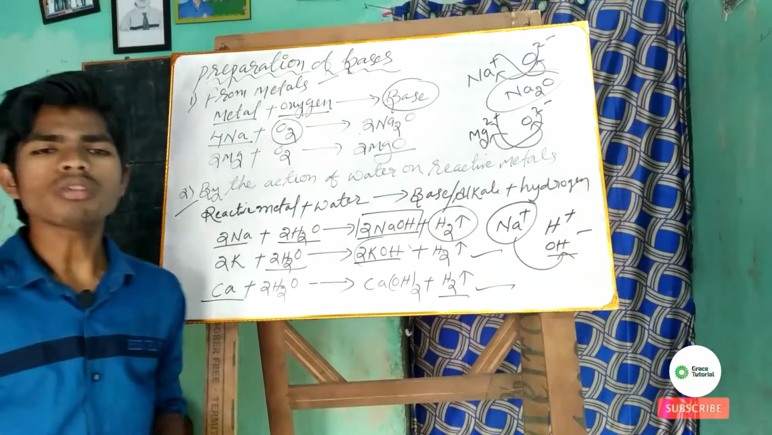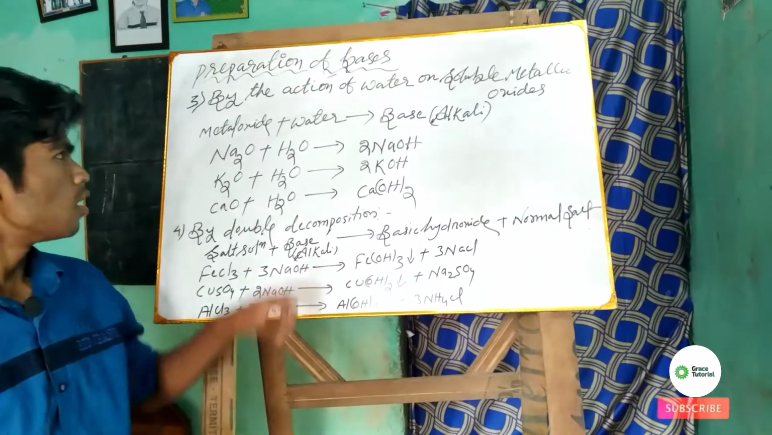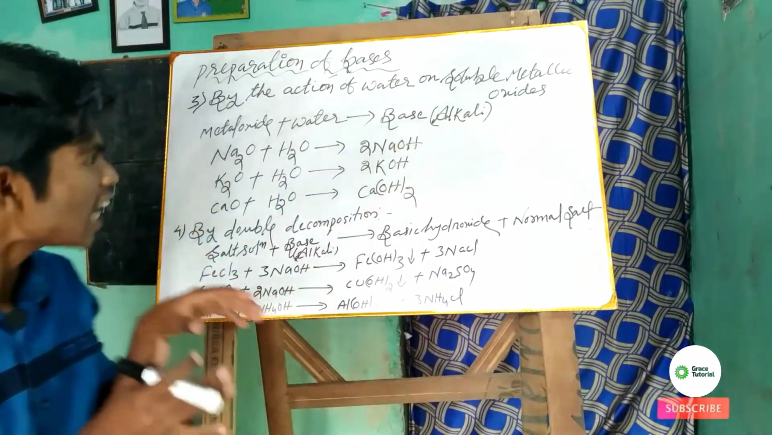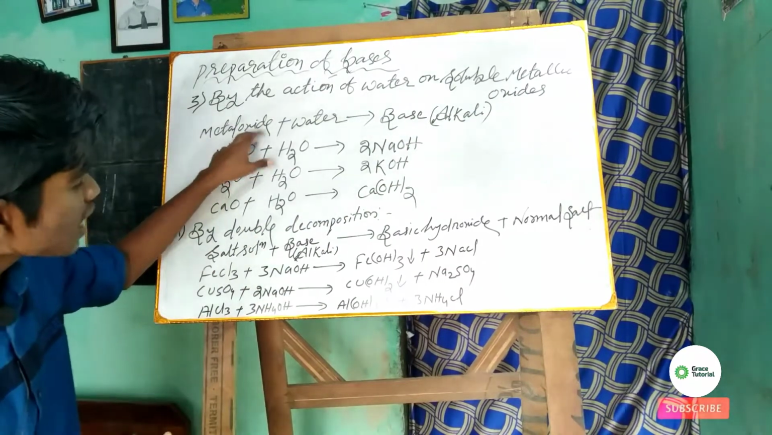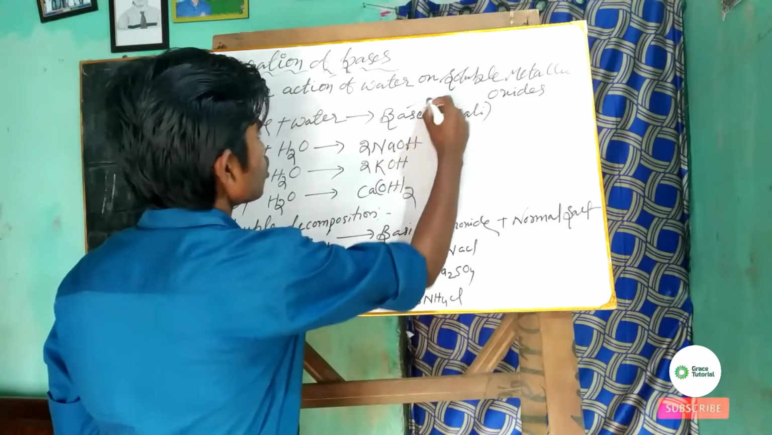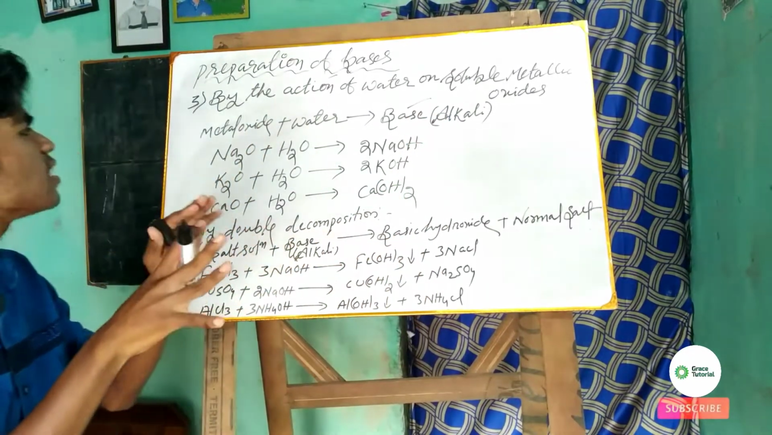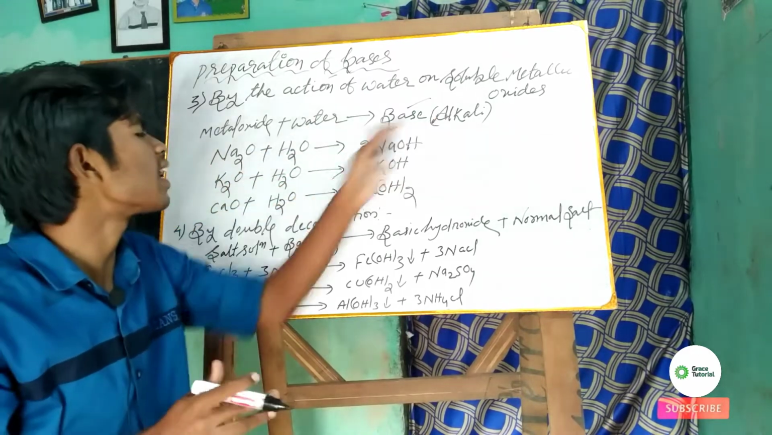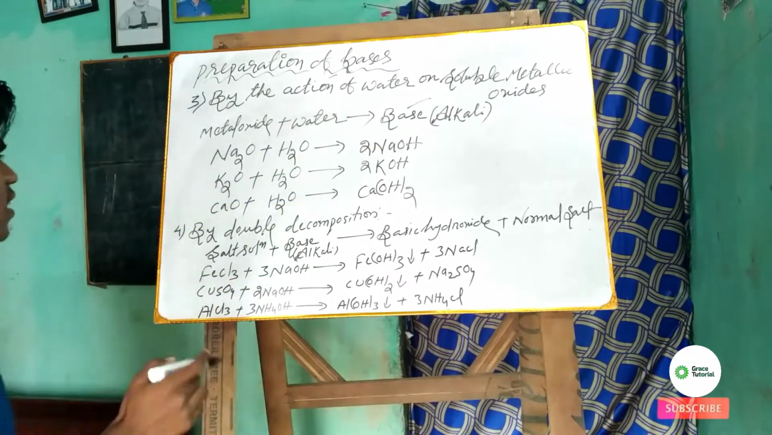Now we will move on to method number 3. By the action of water on soluble metallic oxides. That means when the metal oxide reacts with water, what happens? Here the base is obtained. So the base is also obtained by a different method. When the metal oxide reacts with water, the base or the alkali is obtained. Right? We have various examples.